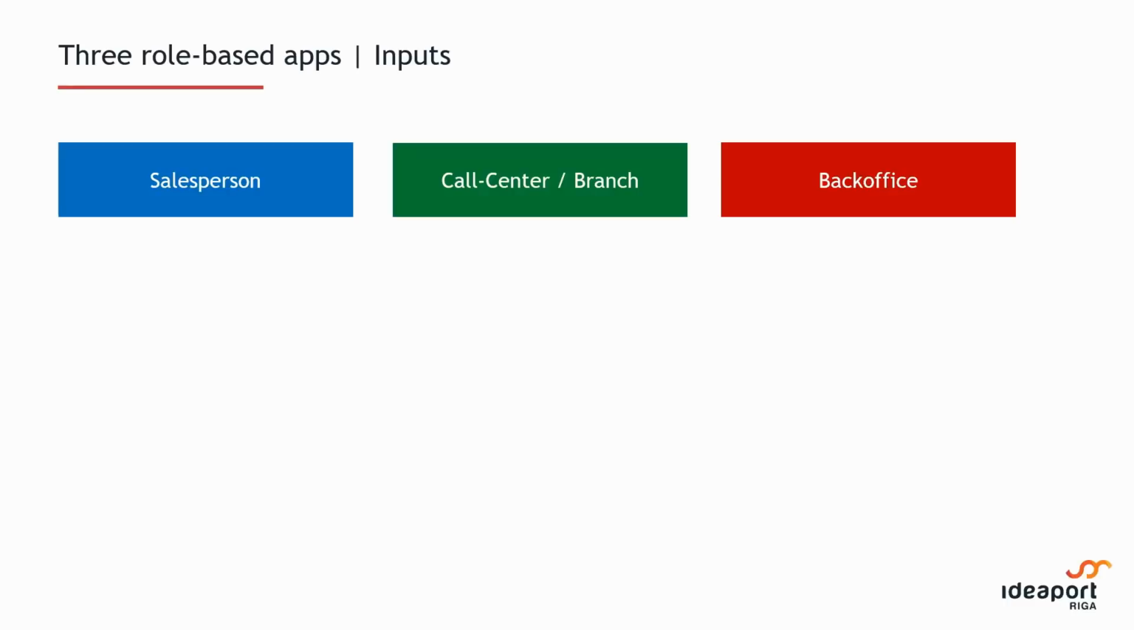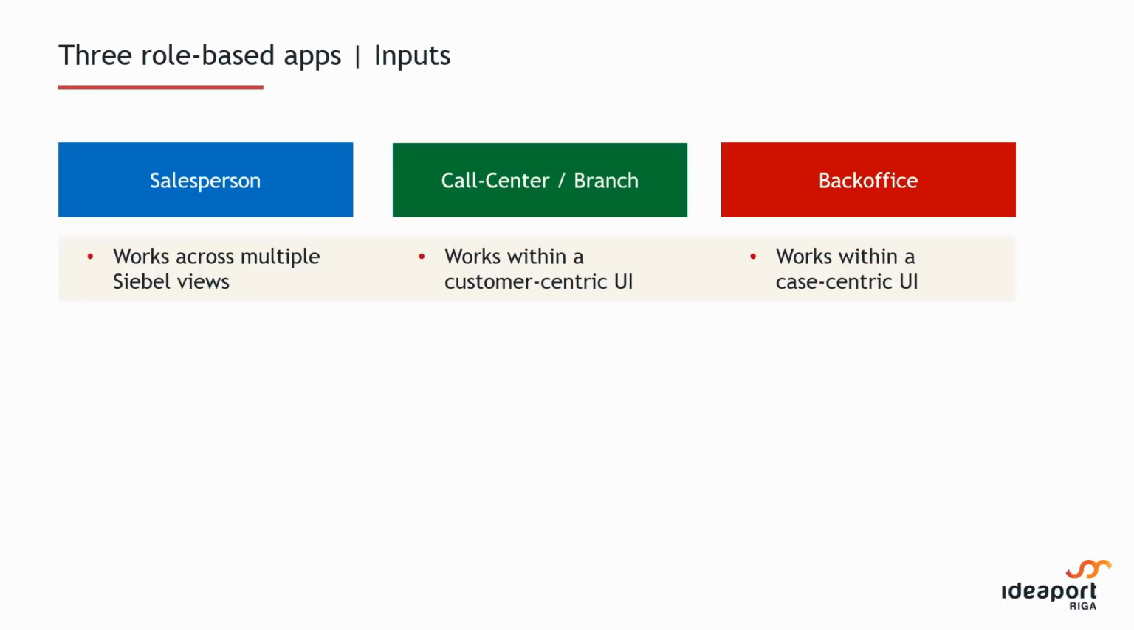So instead, what we have done is we took this role-based approach. We looked at how salespeople would use the Siebel application, how call center or branch people would use it, and how the back office uses it. And based on their requirements, we came up with these three Nexus applications: sales, call center, and back office. And I'll quickly jump through the differences.